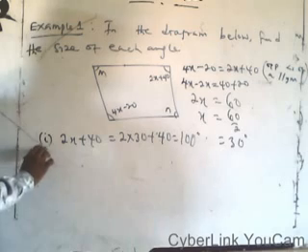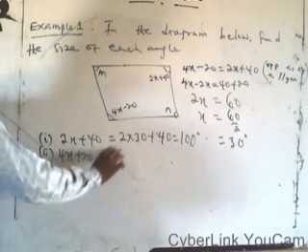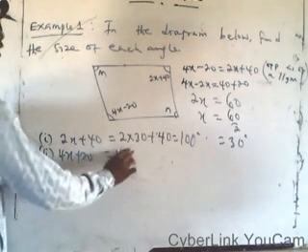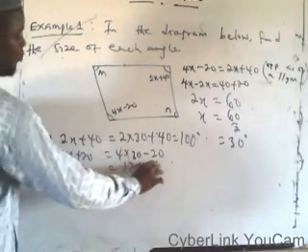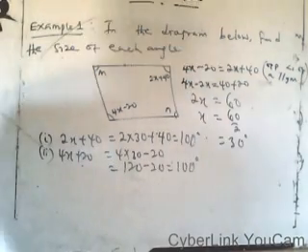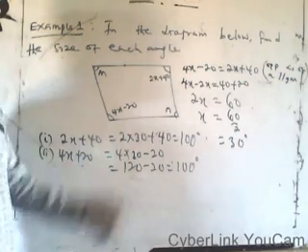For the second one, what do you have there? We have 4x minus 20. That is 4 multiplied by 30 minus 20, which is 120 minus 20, and that is 100 degrees. Now, this one is 100 degrees, this one is 100 degrees. Then what is n? What is m?